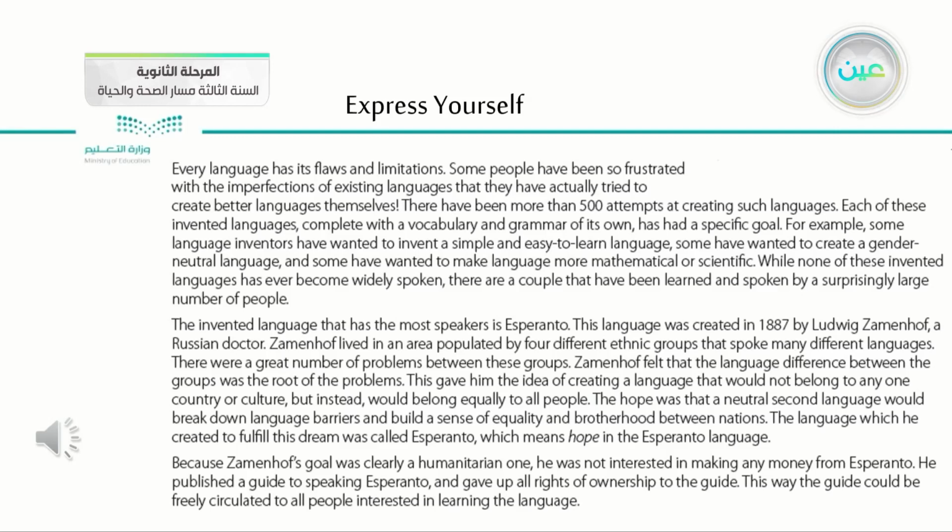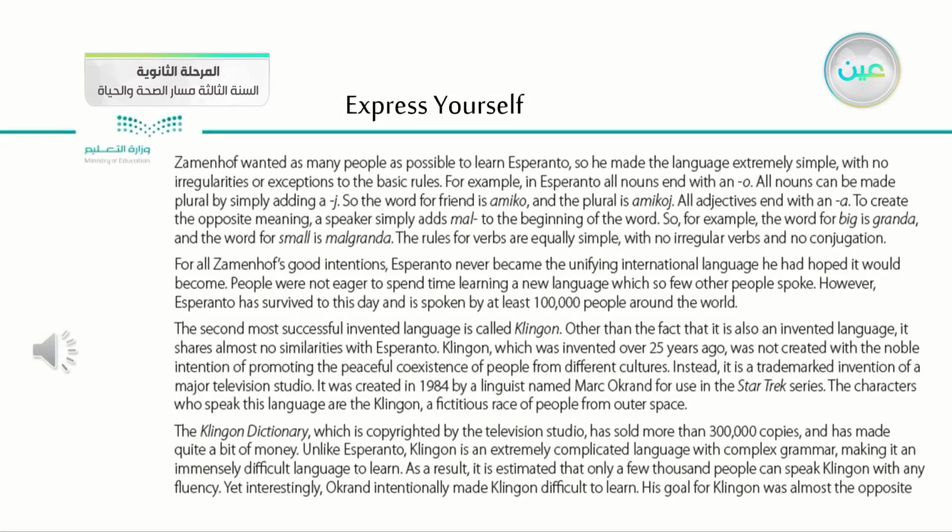Because Zamenhof's goal was clearly a humanitarian one, he was not interested in making any money from Esperanto. He published a guide to speaking Esperanto and gave up all rights of ownership to the guide. This way, the guide could be freely circulated to all people interested in learning the language. Zamenhof wanted as many people as possible to learn Esperanto, so he made the language extremely simple, with no irregularities or exceptions to the basic rules.